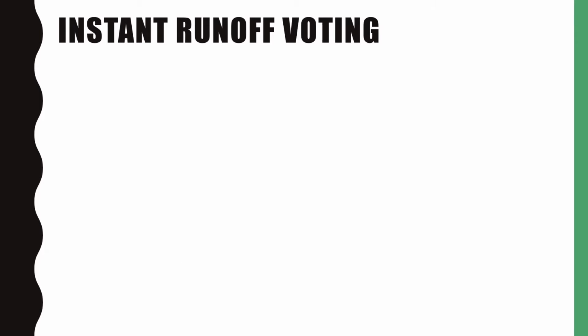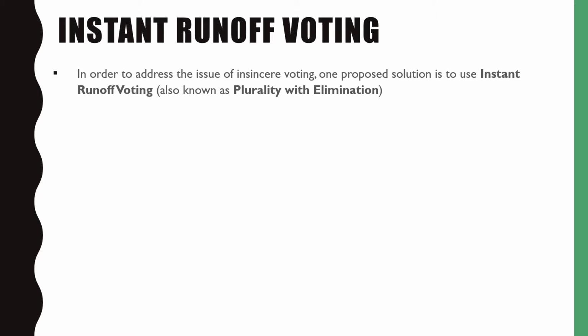So we have a solution to this problem. It's called instant runoff voting. And this is similar to plurality, but we also have some extra steps. This is also known as plurality with elimination. So here's how it works.